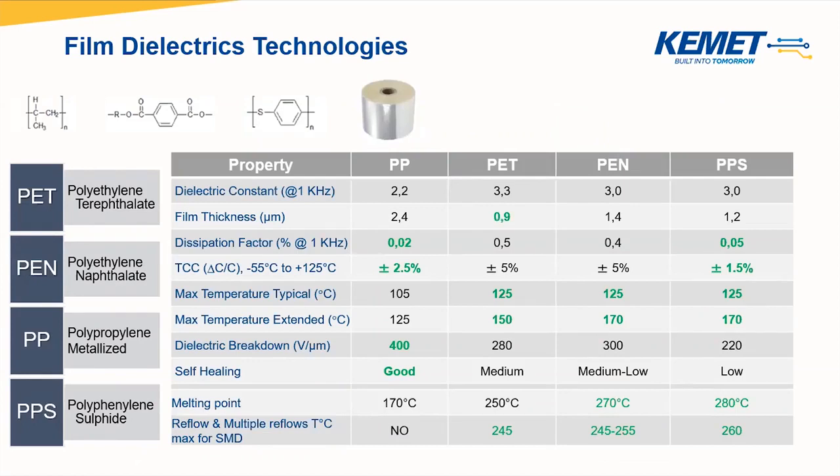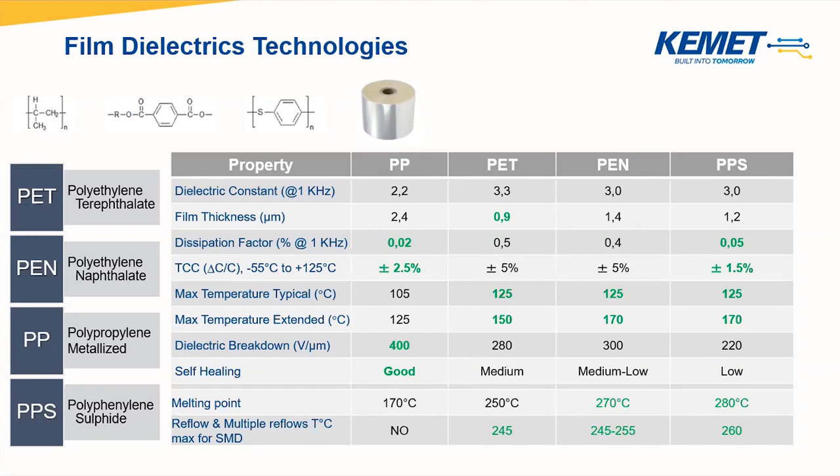The dielectric constant of this material is 2.2. There is a wide range of thicknesses available. The thinnest at the moment commercially is 2.4 micrometers. The dissipation factor is very good. So it means that this dielectric can be used for applications where there is a high ripple current, because the ESR of the capacitor will be relatively small. Also, it has good properties in terms of stability of the capacitance over temperature.